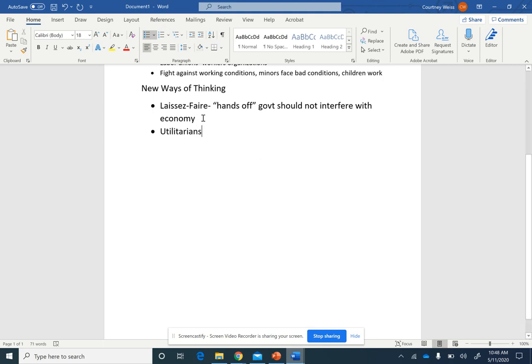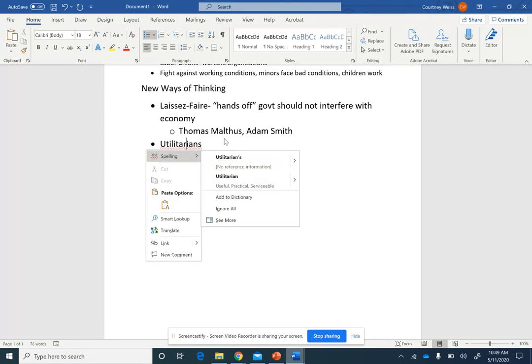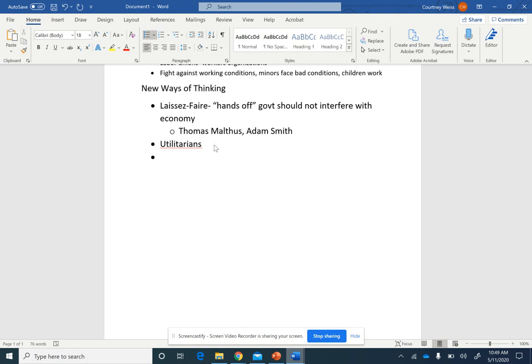Thinkers were Thomas Malthus and Adam Smith. These guys believed in the hands-off approach. Then we have utilitarians, okay? The utilitarians wanted to support limited government.